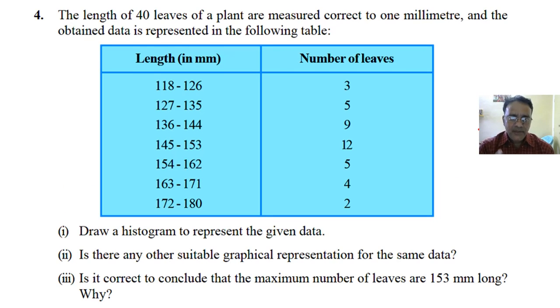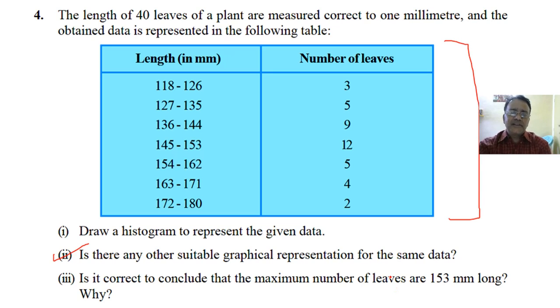Fourth question. The length of 40 leaves of a plant are measured correct to 1 millimeter, and the obtained data is represented in the following table. So table is given. Draw a histogram to represent the given data. Second bit, it is asked that is there any suitable graphical representation for the same data? Yes, we can draw using frequency polygon also. Is it correct to conclude that the maximum number of leaves are 153 millimeter long? Why? Okay, we'll discuss one by one.